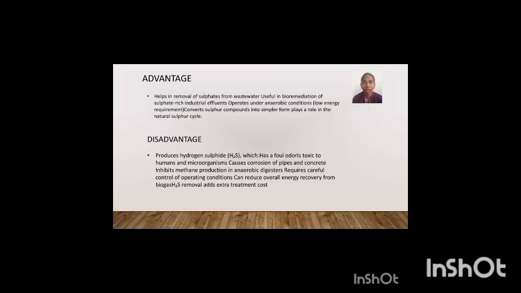Disadvantages: produces hydrogen sulfide, H2S, which is toxic to humans and microorganisms, causes corrosion of pipes, and at high concentration inhibits methane production. Anaerobic digesters require careful control of operating conditions. It reduces the overall energy recovery from the biogas, and removal adds extra treatment cost.